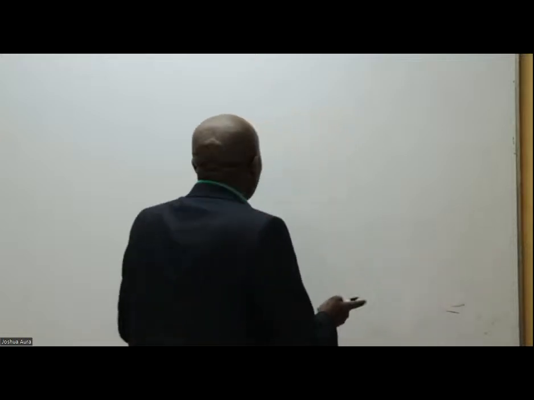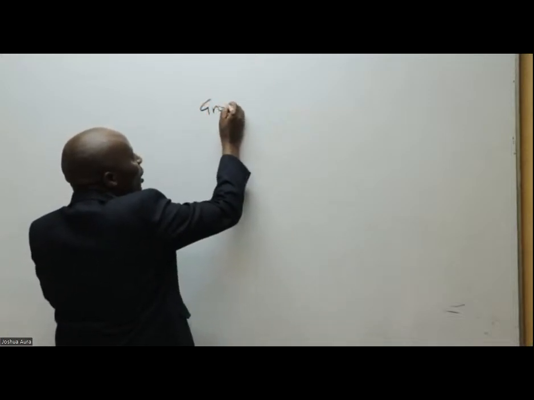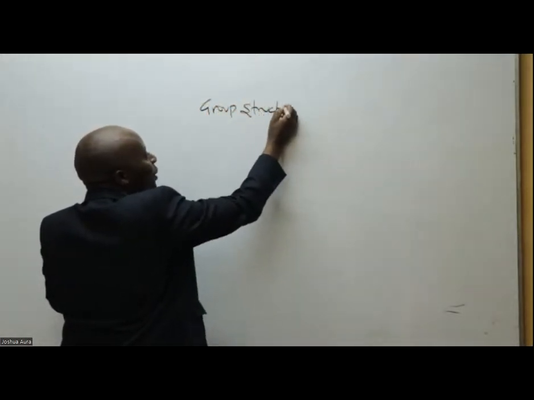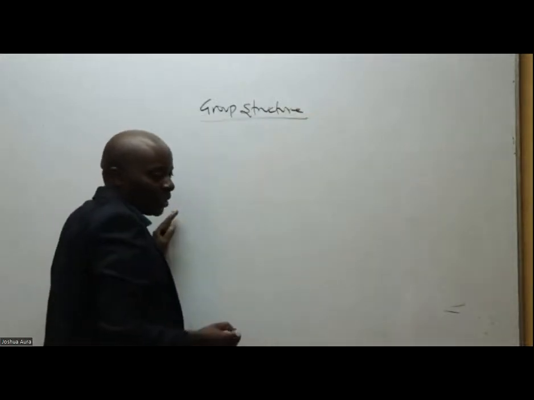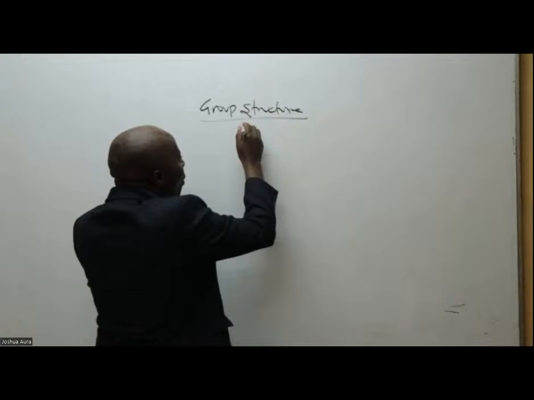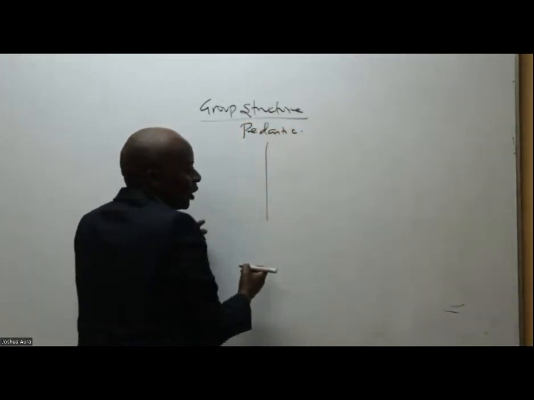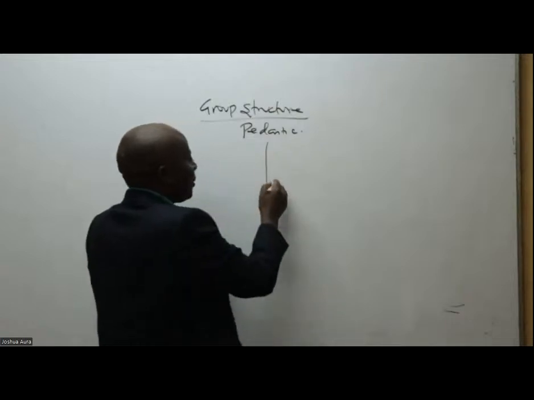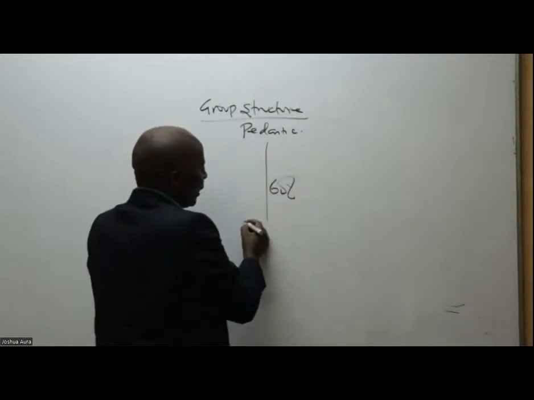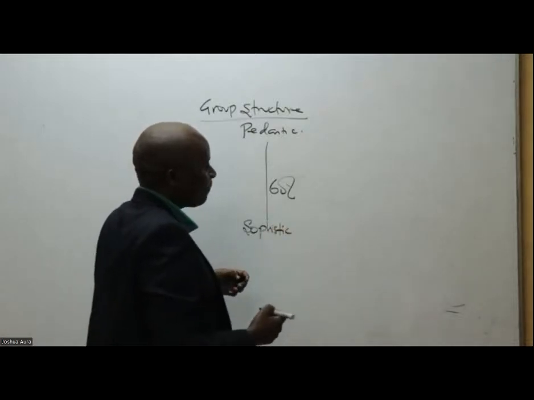Let me go through the charts here. Ladies and gentlemen, remember, as usual, for any group question you must always start with what we call the group structure. And this is how our group has been structured. We have one company called Pedantic, which has gone ahead in this case to acquire some 60% shares of another company called Sophistic.